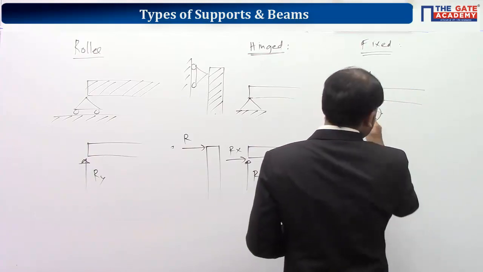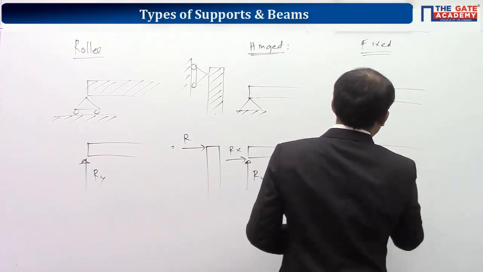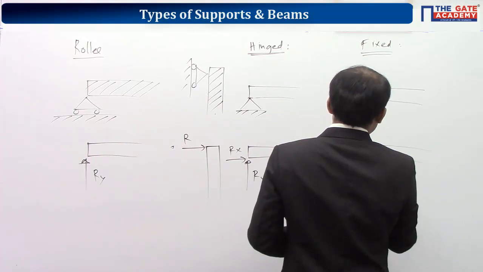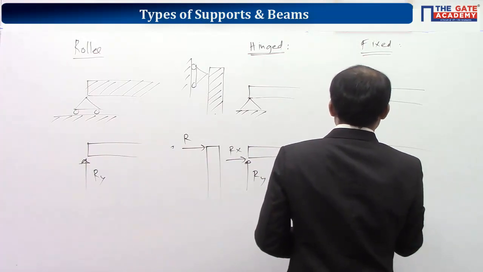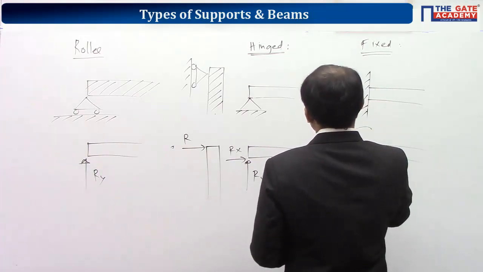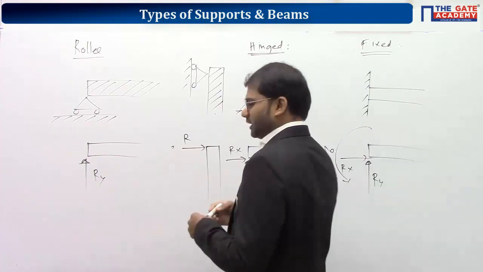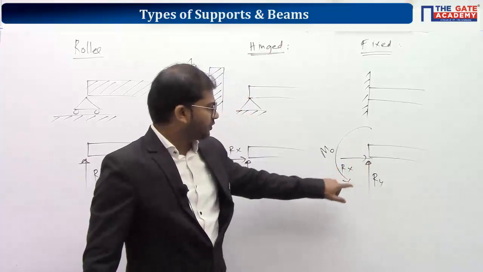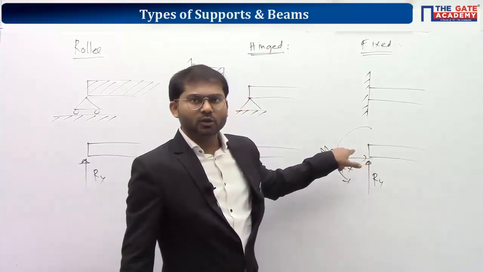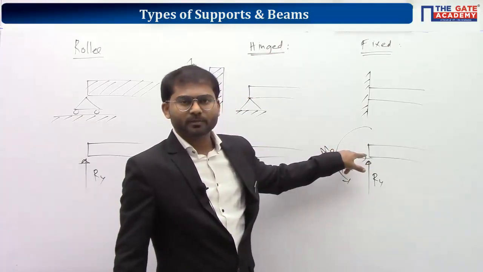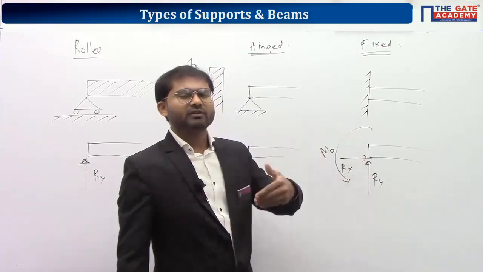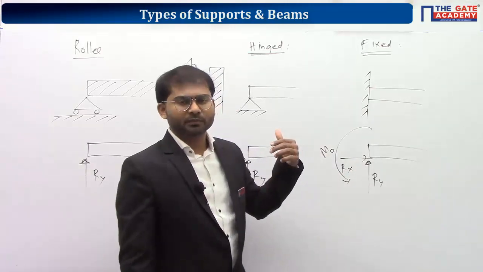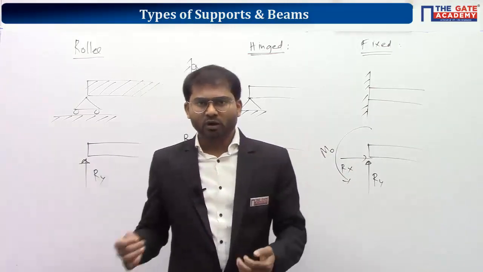So if you take the fixed support, the beam will have reaction force Rx, reaction force Ry, and also a reaction moment M naught. Here the beam is not allowed to freely rotate about this point. Understood? Clear?